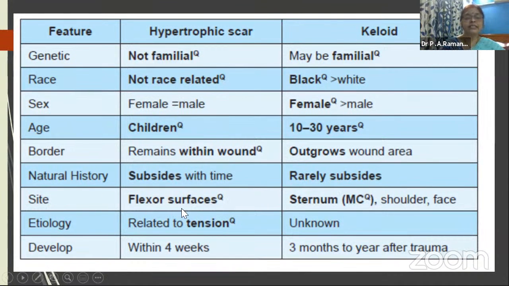Then the site: the hypertrophied scar is often across joints, while the most common area for keloid scar is on the sternum. Then it can be the shoulders, the face. The hypertrophied scar etiology may be tension, but in keloid it is unknown. This develops within 4 weeks. This can continue 3 months to 2 years after a trauma.